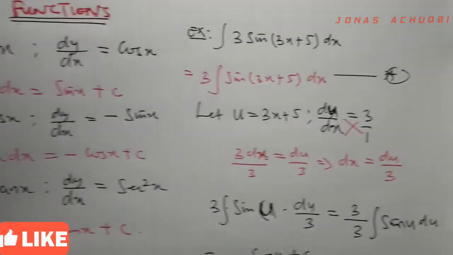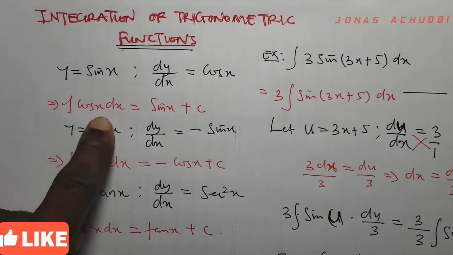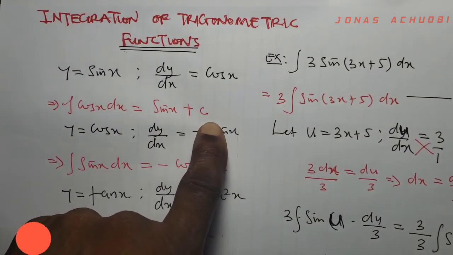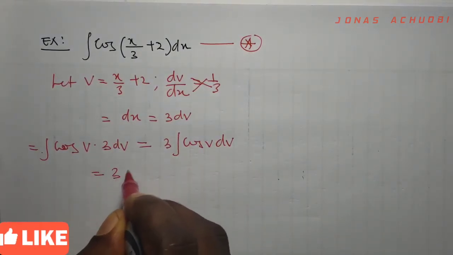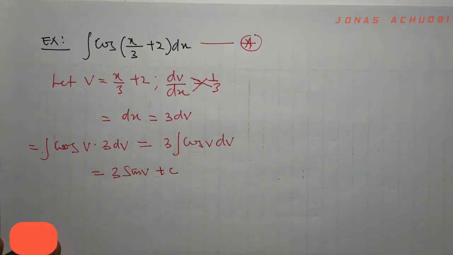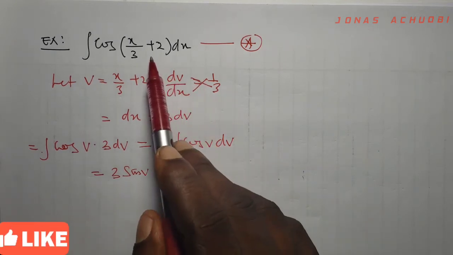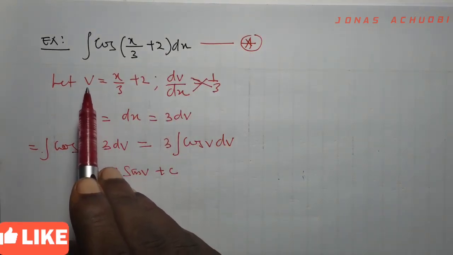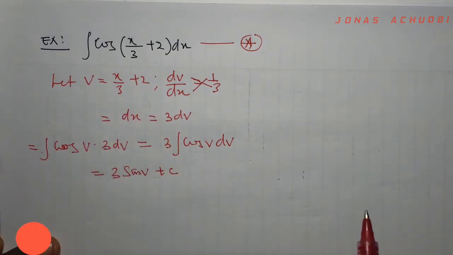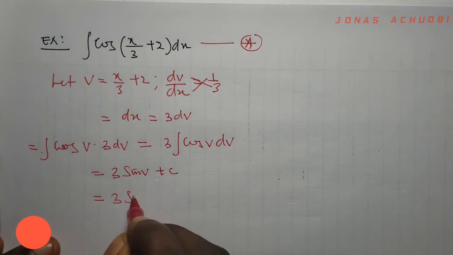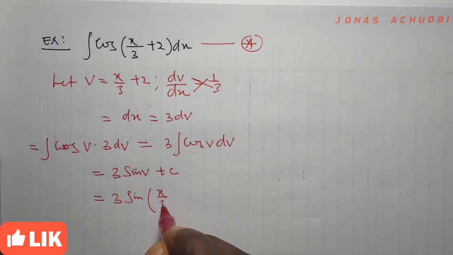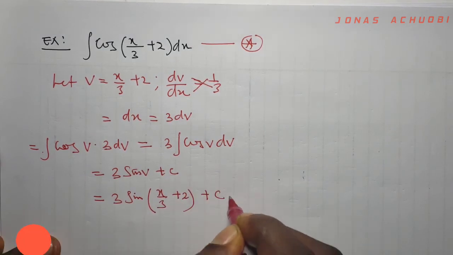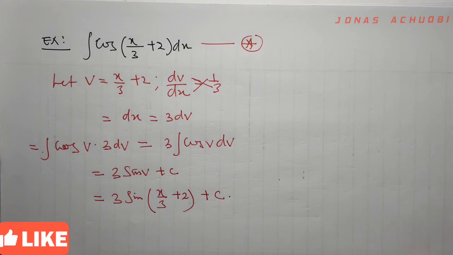And when we started, we had shown also that when we integrate cos x dx, we get sine x plus c. In a similar manner, if we integrate cos v, we get sine v plus c. But recall again that we're not given anything like v in the original problem. We're the ones that introduced v to be x over 3 plus 2. So we shall go back. So this gives us 3 sine, and our v is x over 3 plus 2, so 3 sine(x over 3 plus 2) plus our constant c of integration.